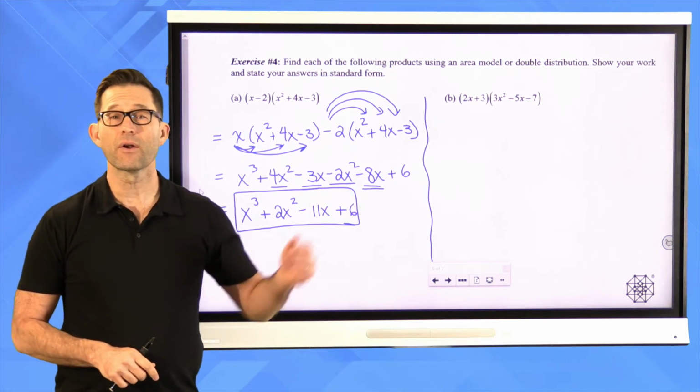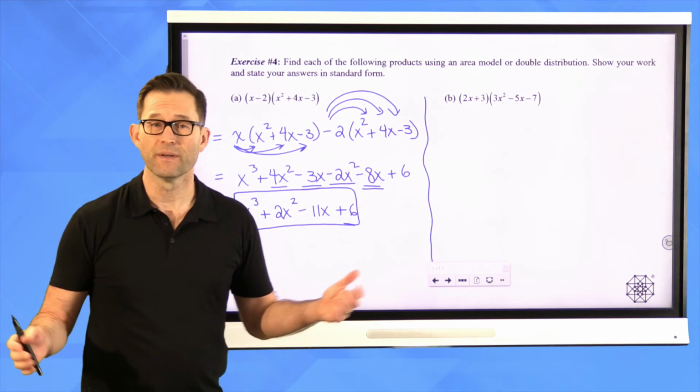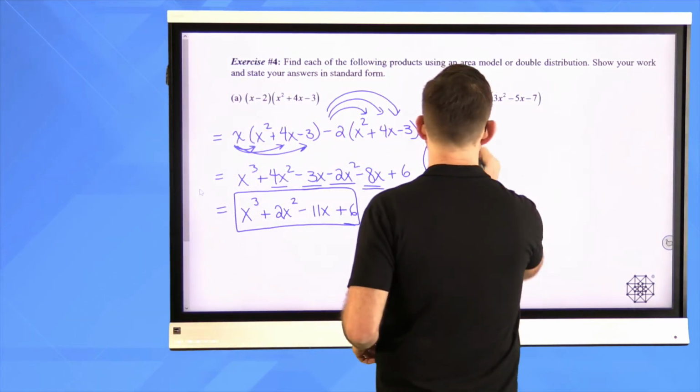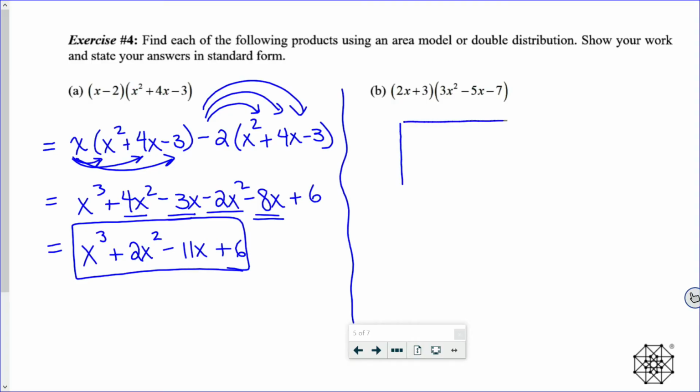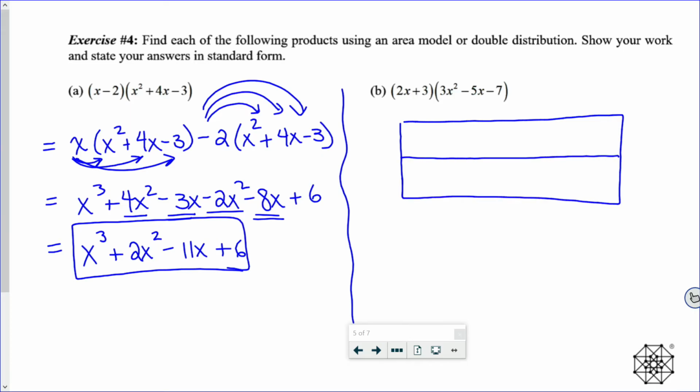All right, let's take a look at letter B, and I'll do this one with an area model. We'll see where we get on that. All right, here we go. Little area model. I'm going to draw out a rectangle and divide it up like that. I'll do 2x and plus 3 here, and I'll do 3x squared minus 5x minus 7.